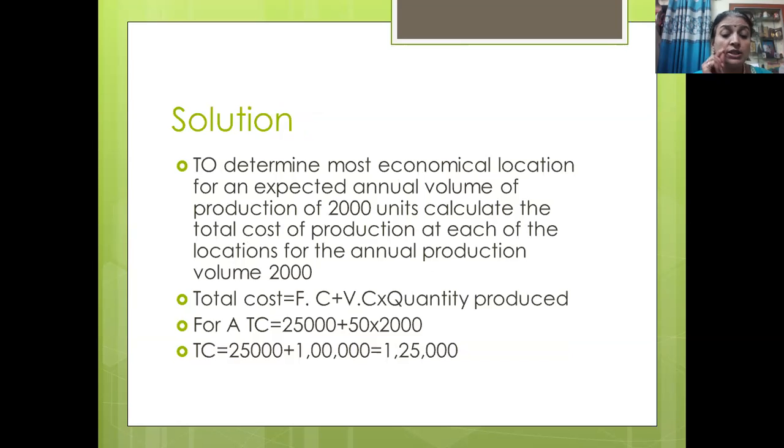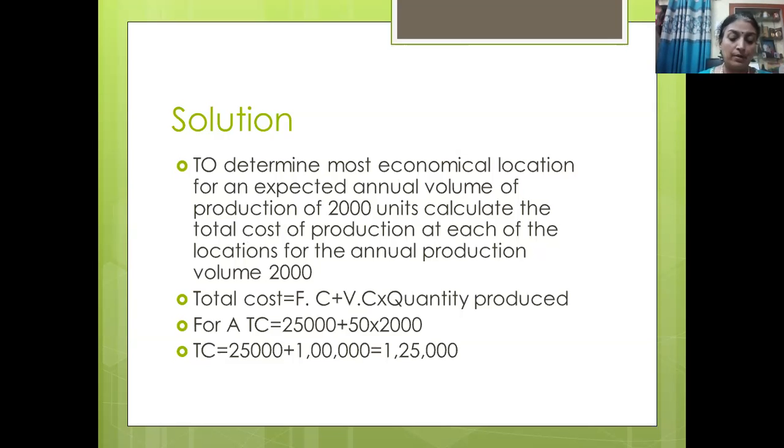To determine the most economical location for an expected annual volume of production of 2000 units, calculate the total cost of production at each of the locations for the annual production volume 2000. How much does it become? Let us see. Total cost means fixed cost plus variable cost per unit into quantity produced.